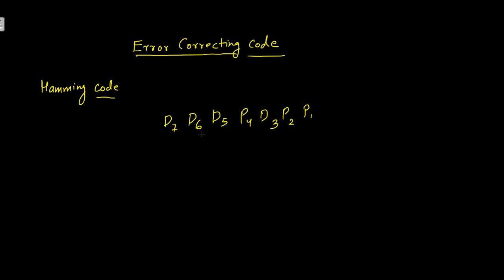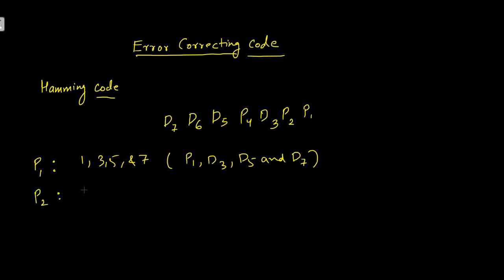P1 is set so that it establishes even parity. The parity bit P1 is so set that it establishes even parity over the bits 1, 3, 5 and 7. That is, P1, D3, D5 and D7.